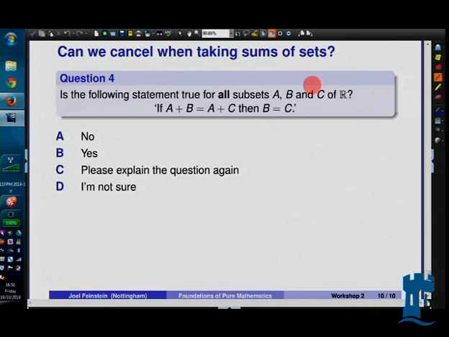For subsets of the real numbers, if A plus B is equal to A plus C, must B be equal to C? You can vote any time. I've cleared the voting. I've cleared the answers. Let's see what you're going for.